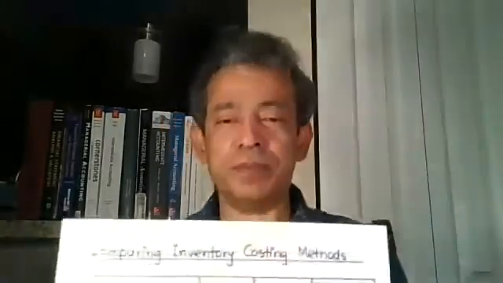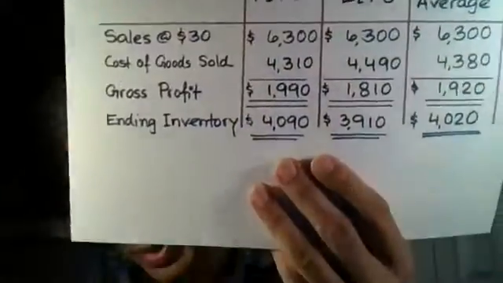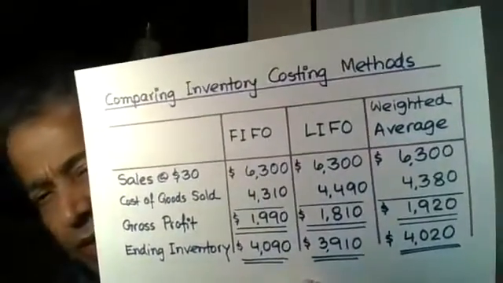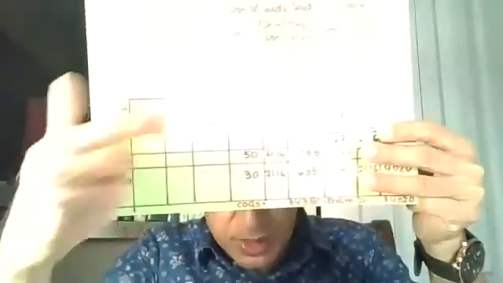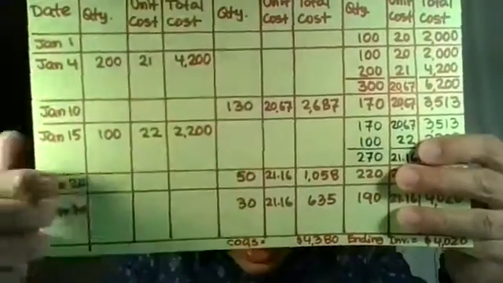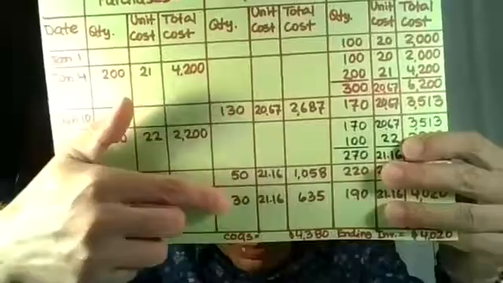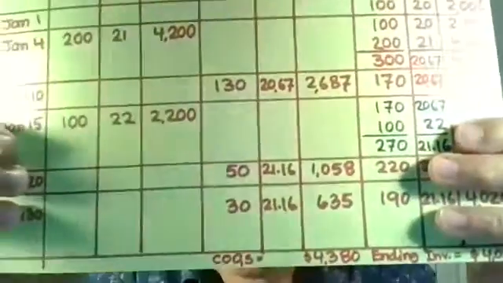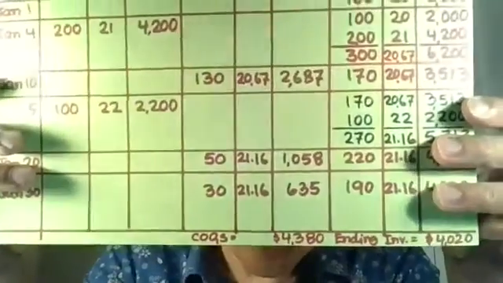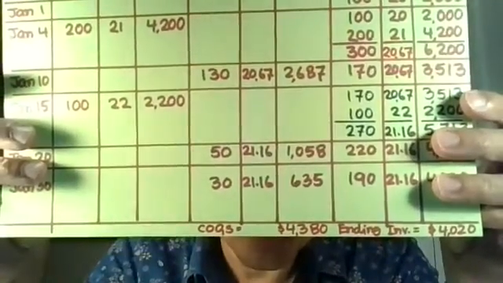All right, so comparing the inventory methods, comparing the three methods, the effects. You can see sales was at $30. So I assumed that we sold... Well, how many units we sold? I don't have to assume. I have records here. You can see we sold 130 units in the beginning. The three sales here, 130 plus 50 plus 30. So 130 plus 50 is 180 plus 30 is 210. So over the whole month, we have sold 210 units.